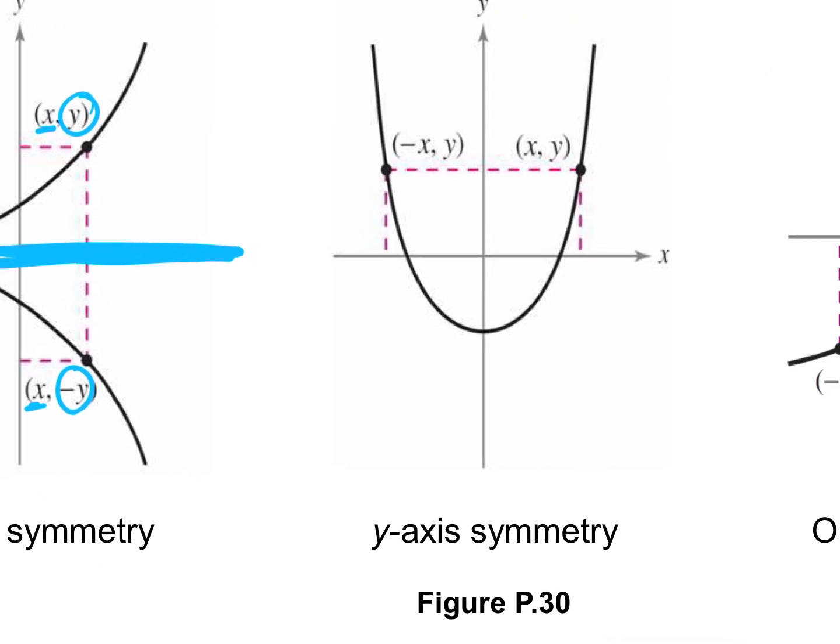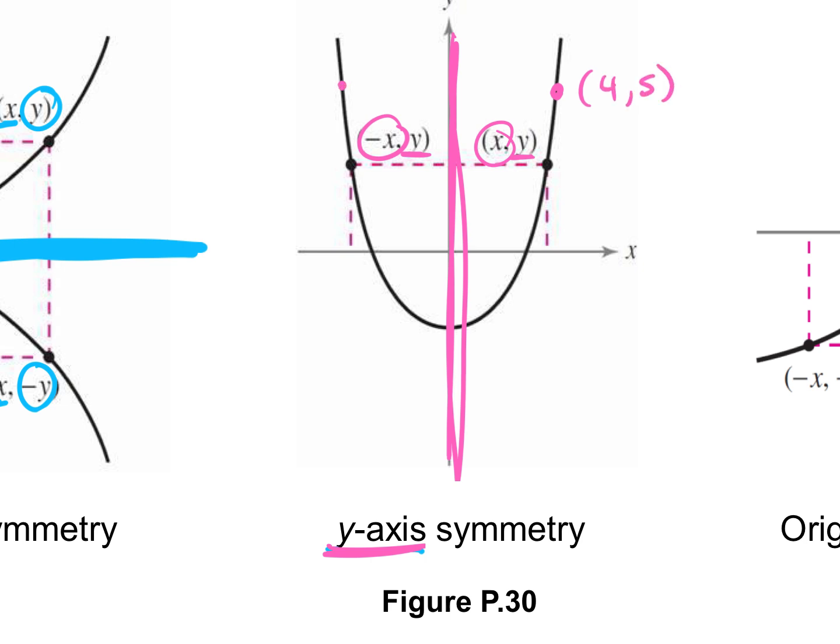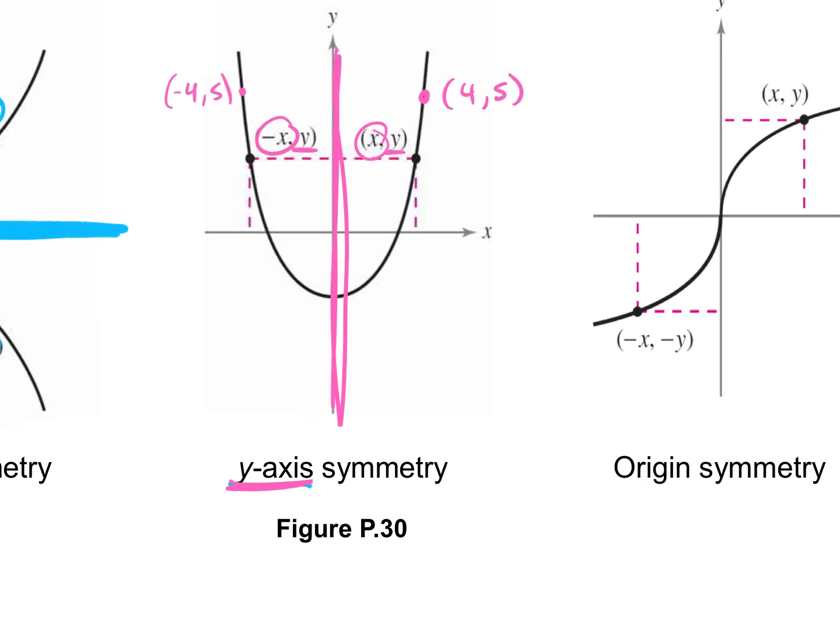When we have symmetry in the y-axis, our graph is symmetrical along the y-axis. The y's stay the same, the x's change signs. So we would have a point on our graph at, we could call this 4, 5, and then the other point would be negative 4, 5. And this would be symmetrical about the y-axis.